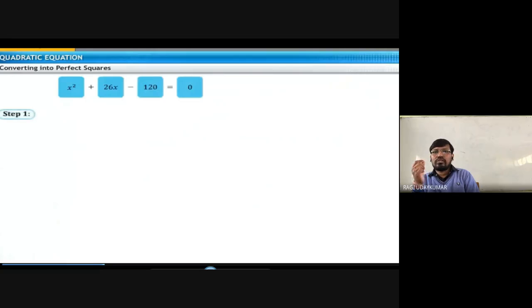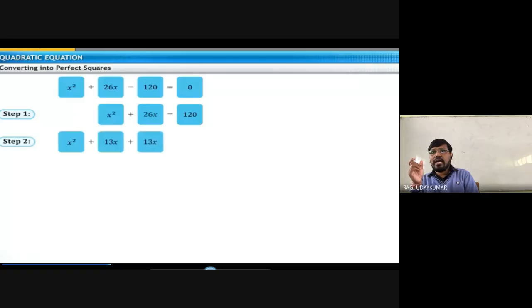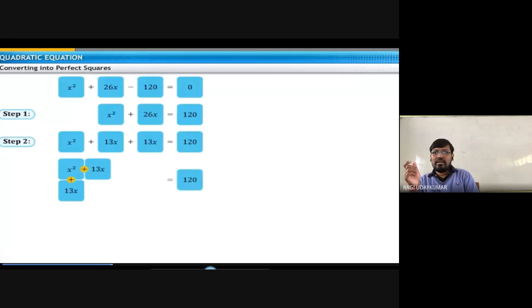Suppose it is given to you x square plus 26x minus 120 is equal to 0. So you write here x square plus 26x is equal to 120. Step 1. Now here you consider 26x and 120, these two terms. And that 26x you have to write as 13x plus 13x. Why? Because we need to get into the 2ab form. So here a is x and b is 13.